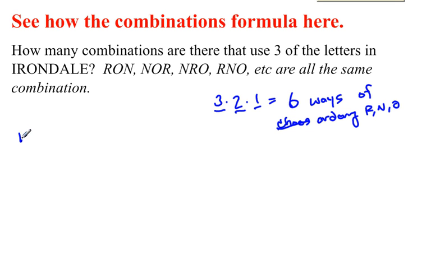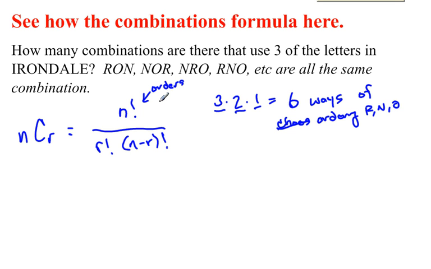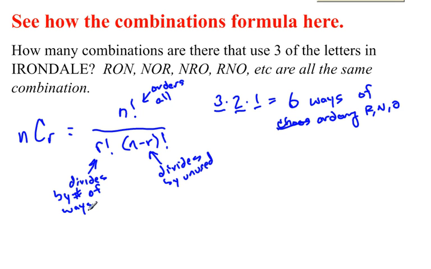So let's try out the formula. It was nCr. On top we had n factorial. On bottom, r factorial and n minus r factorial. So this orders all of them. This one divides by the unused ones. And this over here divides by the number of ways they can be arranged. Remember, in this case, all of these are really the same case.